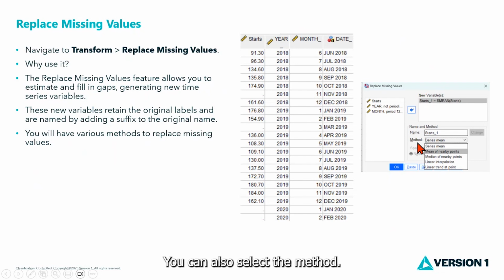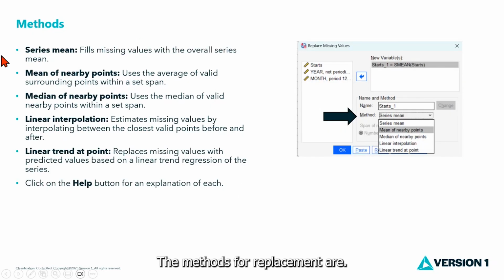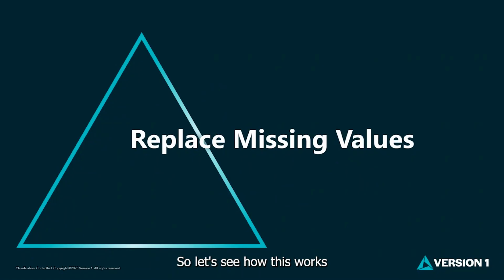You can also select the method. The methods for replacement are series mean, mean of nearby points, median of nearby points, linear interpolation, linear trend at point. When you're working in the dialog box, you can click on the Help button for an explanation of each of these methods. So let's see how this works in IBM SPSS Statistics.